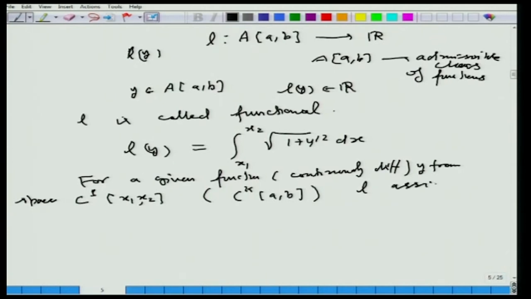Here, for any given function y from this space, L assigns a number L y. That is the functional, which assigns to each function y in this admissible space of functions a number, for this functional to be defined. If we have higher derivatives appearing here, then we will take higher order function spaces.